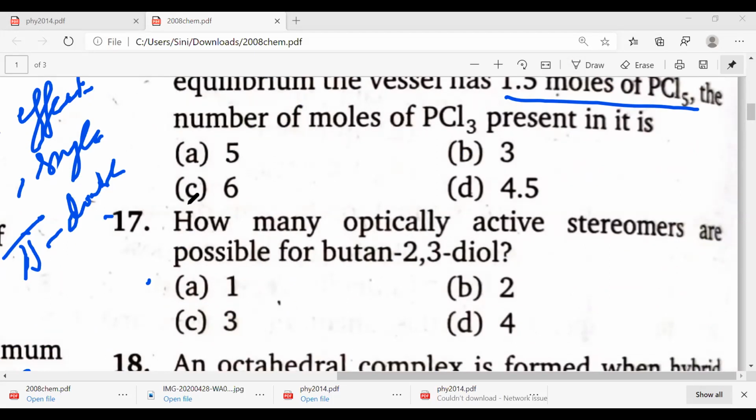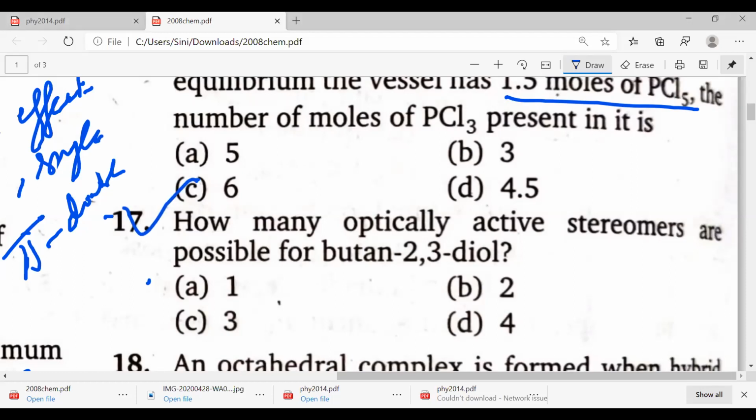How many of you don't know this thing? Yes, two chiral signals. Is there anyone who does not know this thing? Good. 17th one.